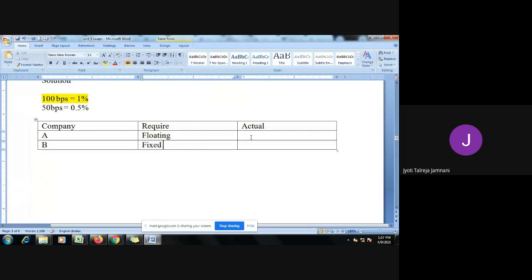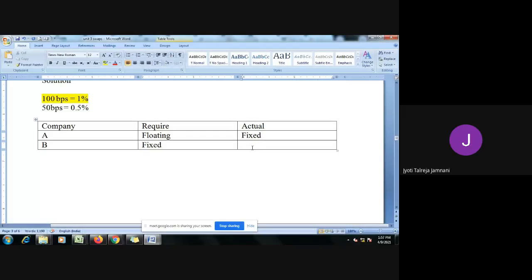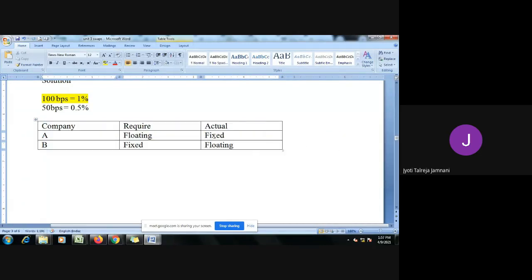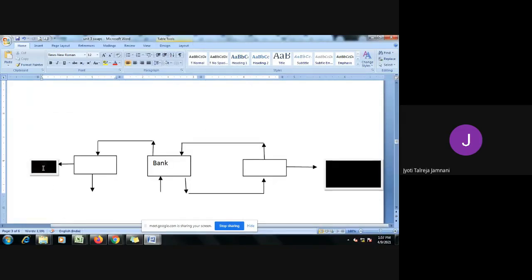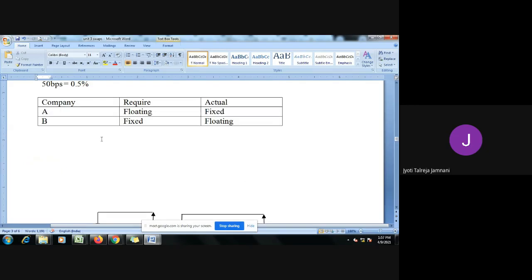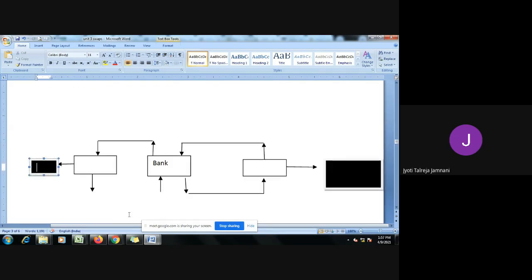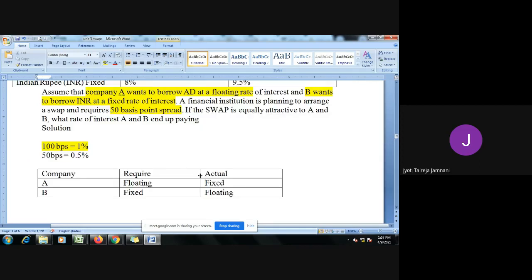So if A requires floating, what will we give in actual? Fixed. And if B requires fixed, in actual we will give floating. It's very important when you do the swap diagram to understand what we take where. I hope you all by now have understood that we take actual to pay in the outside market. In the diagram here, whatever goes in the outer market, we write the actual there. And whatever we are paying in the swap, that is transferring from one party to another, there we basically put the required. Okay, so actual they'll pay in the open market, required they'll do using swap.